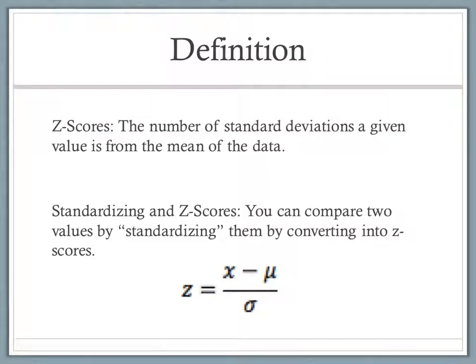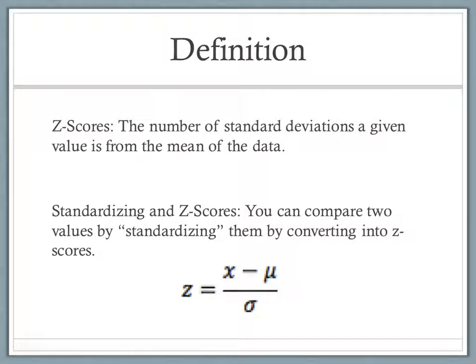All right, so z-scores, that's the number of standard deviations a given value is away from the mean. When we standardize, it allows us to compare two values by converting them to z-scores. We can't compare apples to oranges. One big argument right now is who's better, Michael Jordan or LeBron James. We can't really compare them from just their normal stats because they played at two different times. But using z-scores, we can actually do that.